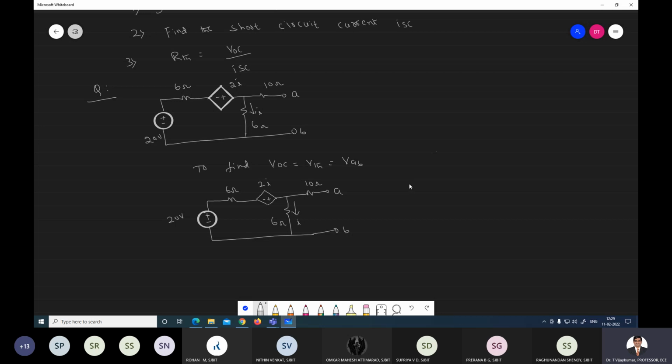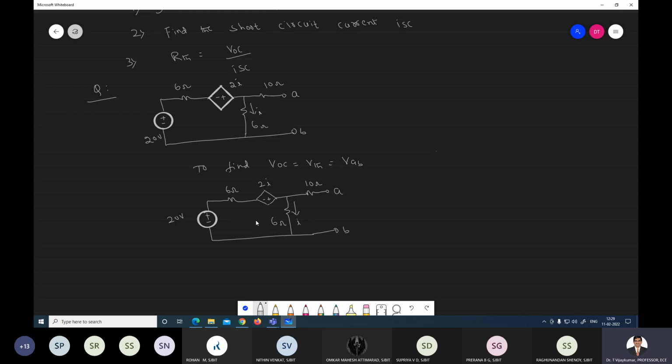Now what is the open circuit voltage VAB? VAB is the voltage across the 10 ohm and the voltage across the 6 ohm. But it is open circuited and there is no current flowing through the 10 ohm resistance. There is no drop. Therefore, you have to consider only the voltage across the 6 ohm. How to calculate the voltage at the 6 ohm? You have to find out the current flowing through the 6 ohm.